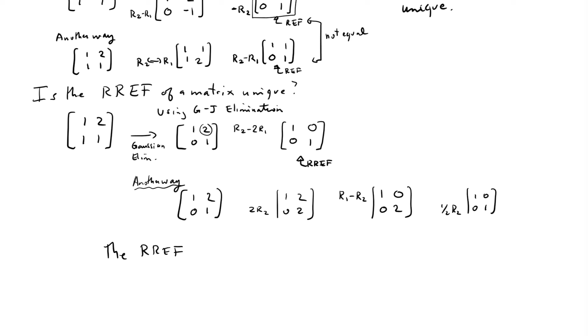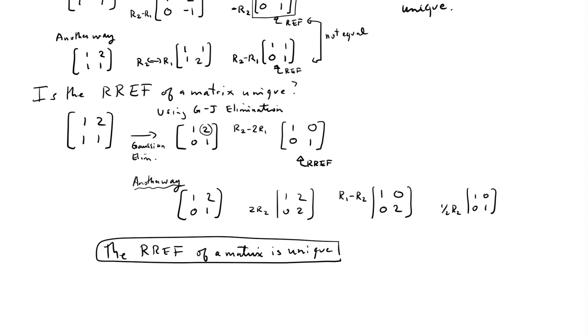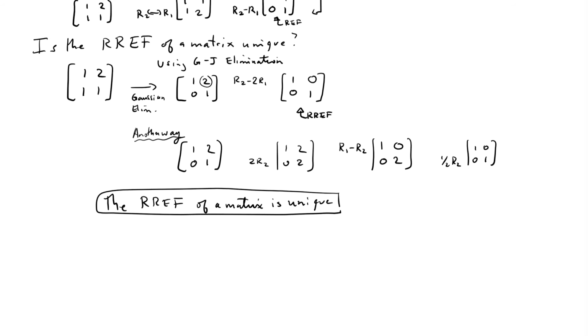We will not prove it. I will just accept the result. The reduced row echelon form of a matrix is unique. Okay.